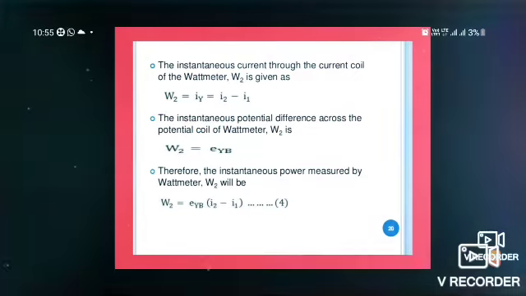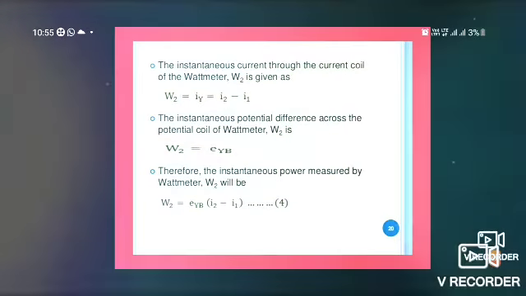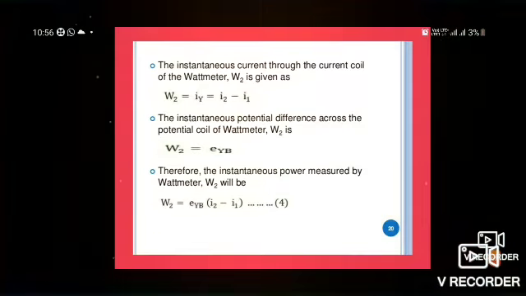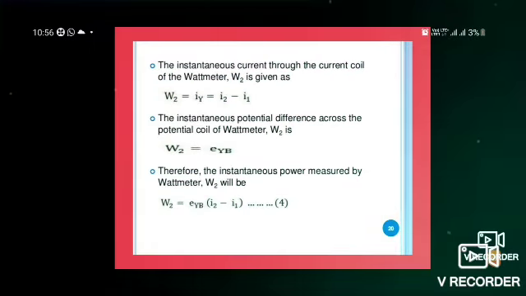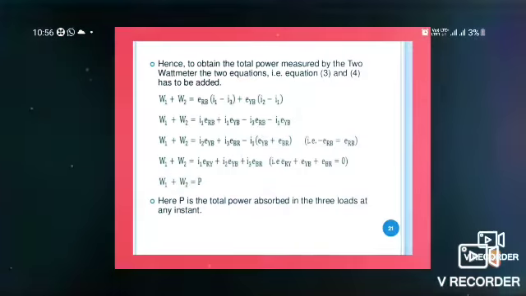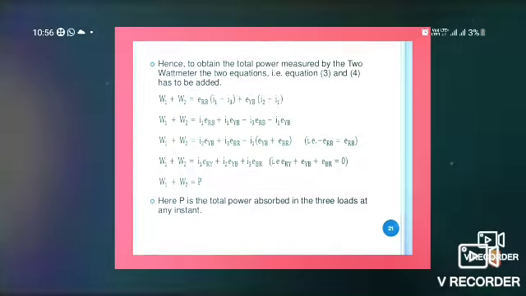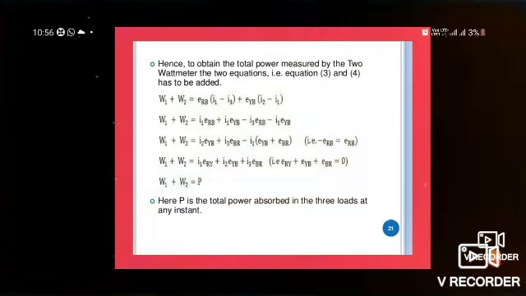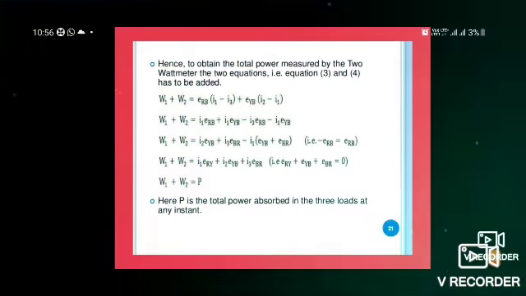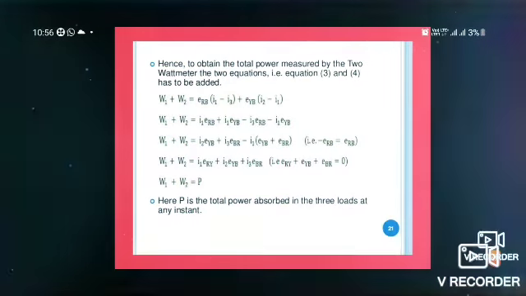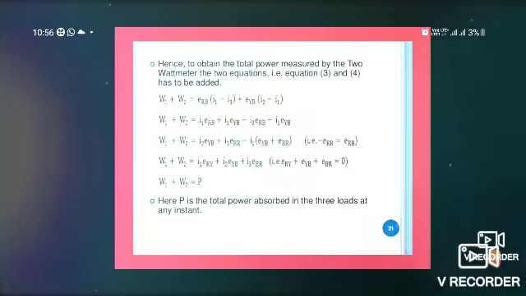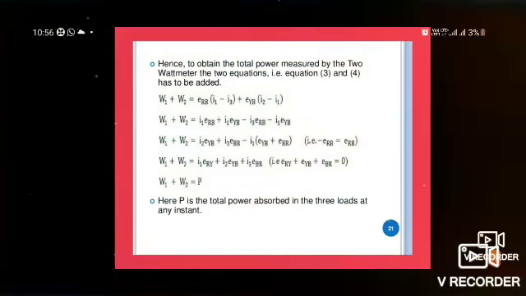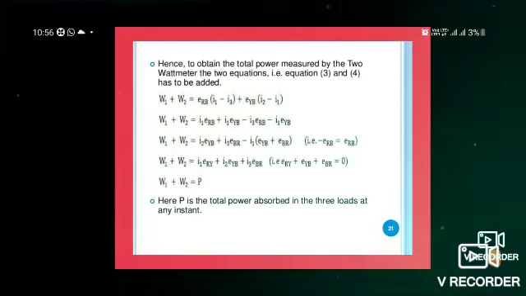Then for W2, the current is IY, that is I2 minus I1, and the potential is EYB. Therefore, W2 equals EYB of (I2 minus I1). Therefore, W1 plus W2 equals ERB of (I1 minus I3), measured by wattmeter W1, and EYB of (I2 minus I1), measured by wattmeter 2. Therefore, W1 plus W2 equals I1 ERY plus I2 EYB plus I3 EBR, same as the star connected load, and ERY plus EYB plus EBR equals 0 in this case.